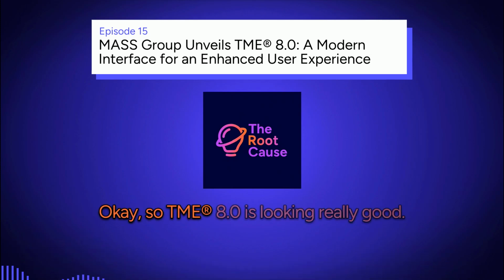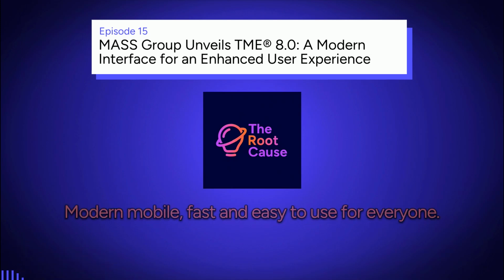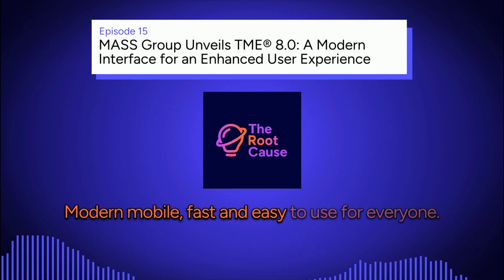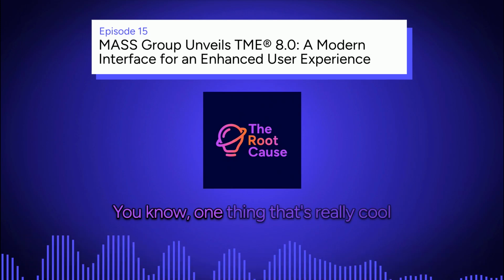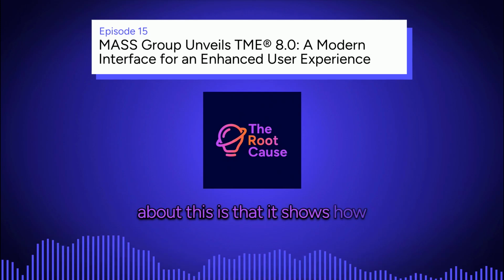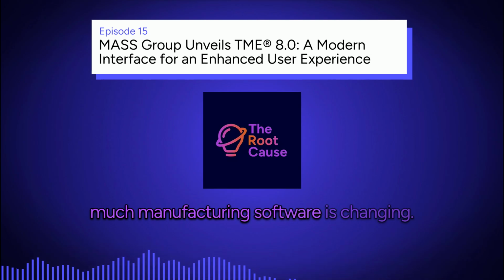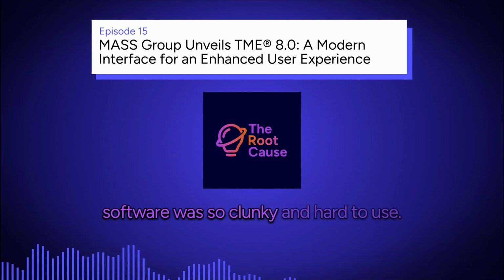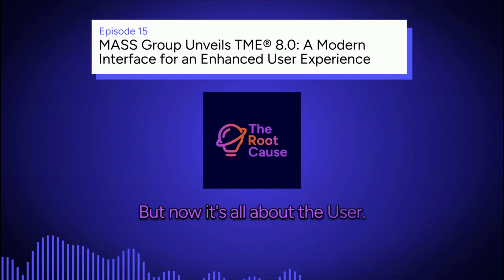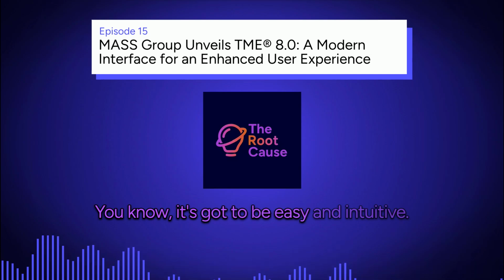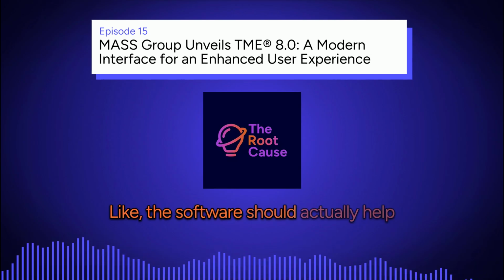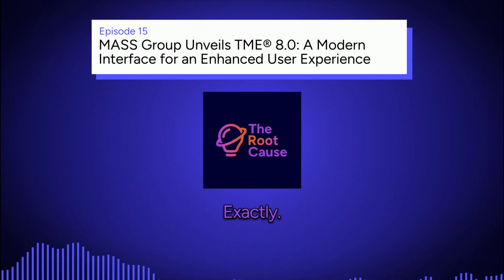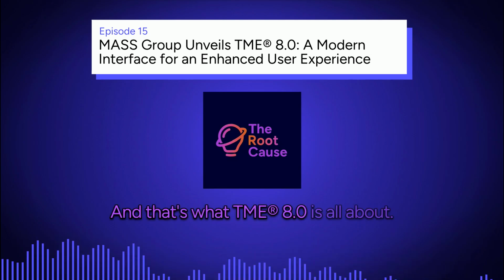Okay, so TME 8.0 is looking really good. Modern, mobile, fast, and easy to use for everyone. One thing that's really cool about this is that it shows how much manufacturing software is changing. Yeah. Like, it used to be that this kind of software was so clunky and hard to use. But now it's all about the user. It's got to be easy and intuitive. Right, like the software should actually help you, not slow you down. Exactly. And that's what TME 8.0 is all about.